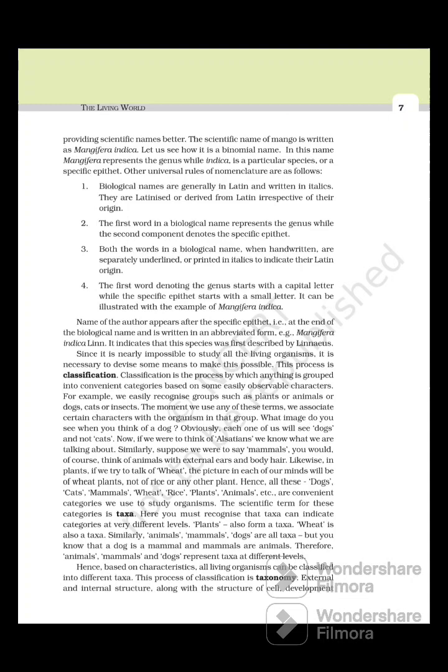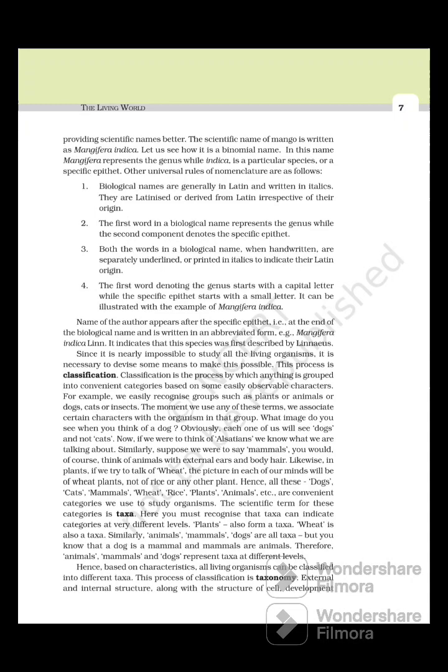Point 4. The first word denoting the genus starts with a capital letter, while the specific epithet starts with a small letter. It can be illustrated with the example of Mangifera indica. Point 5. The name of the author appears after the specific epithet, that is, at the end of the biological name, and is written in an abbreviated form. Example, Mangifera indica Linn. It indicates that this species was first described by Linnaeus.